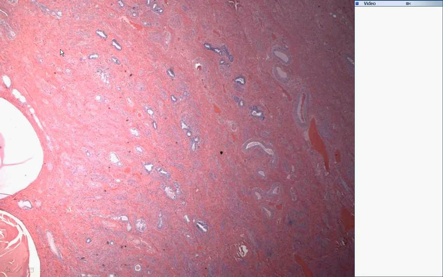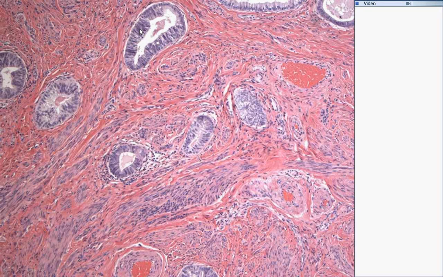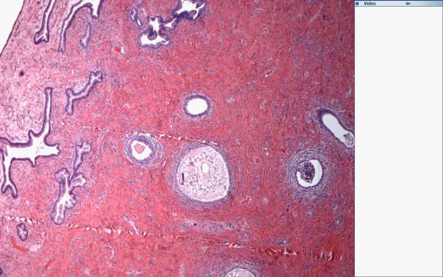So here are your Nabothian cysts, and you see some glands which look very benign and actually innocuous. You can see that on high power you see these glands which hardly have any stromal reaction. But actually this is an endometrioid adenocarcinoma going deep into the endocervical stroma, and obviously this would be a stage 2. So I just want to bring to your awareness about this entity.